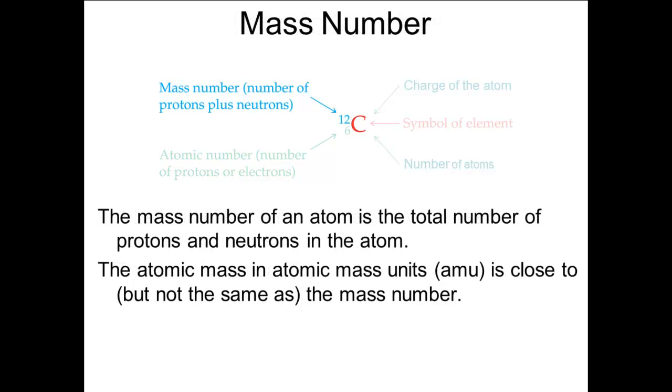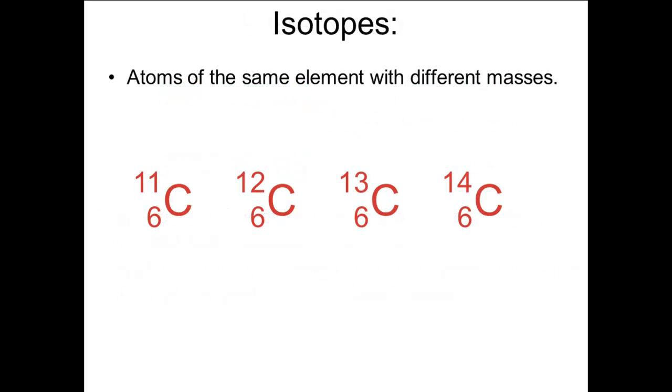Above and to the left is the mass number. This is the sum of the number of protons and the number of neutrons, and is close to, but not exactly the same as, the mass of the atom in AMUs, atomic mass units. The mass number is used to identify particular isotopes of an element, such as carbon-14. The 14 is the mass number of the isotope.